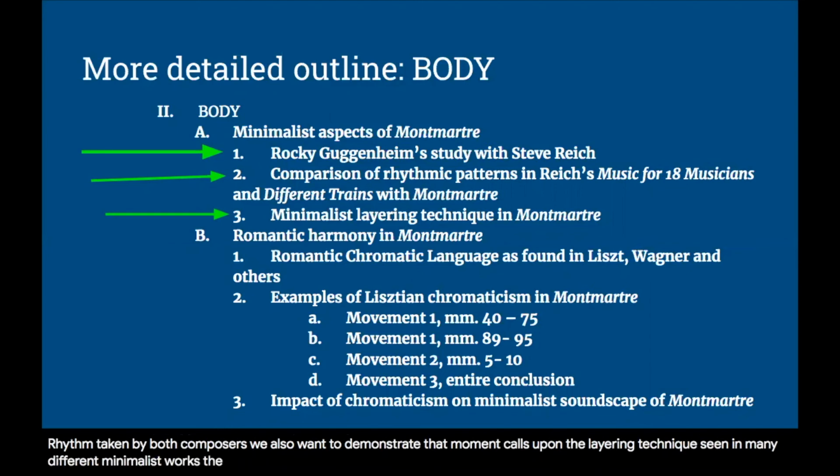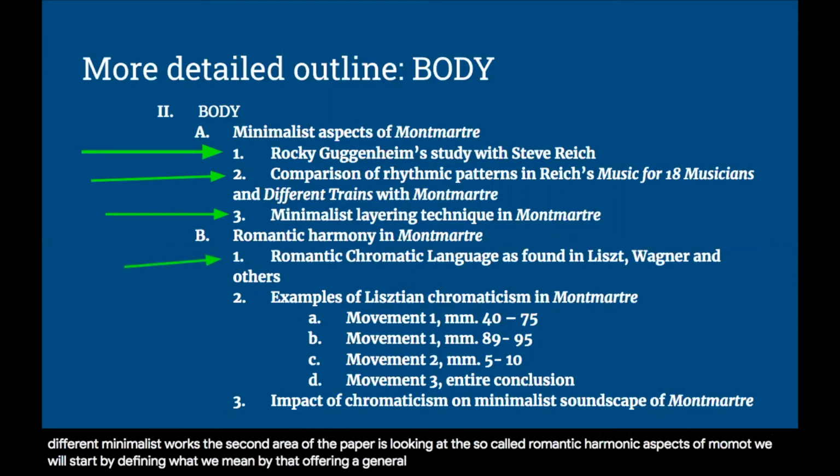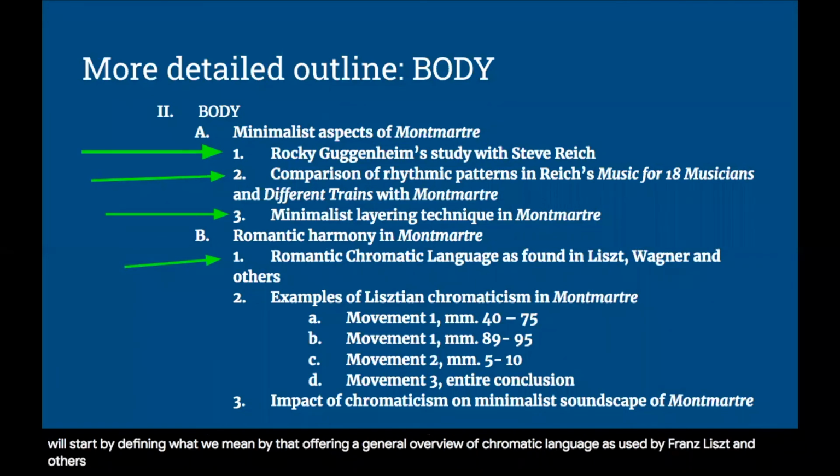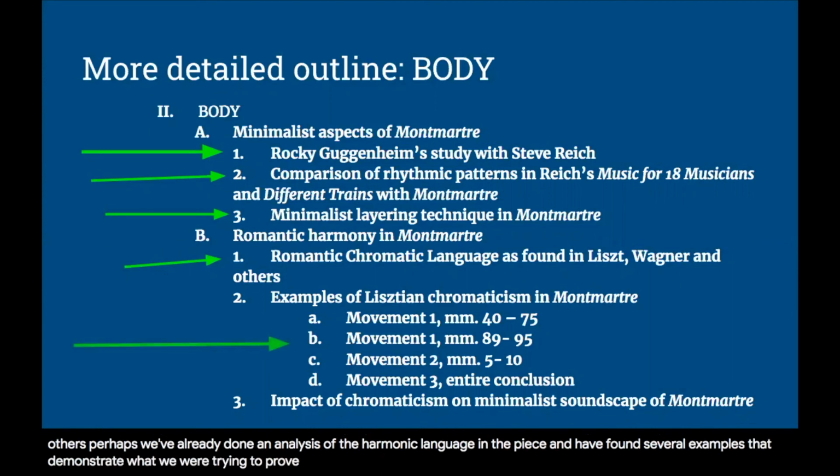The second area of the paper is looking at the so-called romantic harmonic aspects of Montmartre. We will start by defining what we mean by that, offering a general overview of chromatic language as used by Franz Liszt and others. Perhaps we've already done an analysis of the harmonic language in the piece and have found several examples that demonstrate what we were trying to prove. Well, let's go ahead and put them in the outline then, so we don't forget to include them.